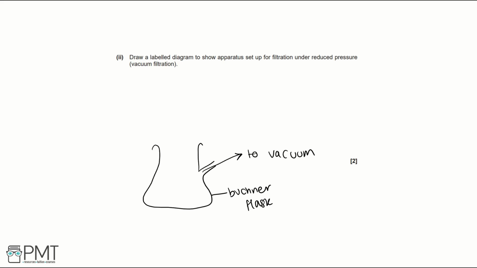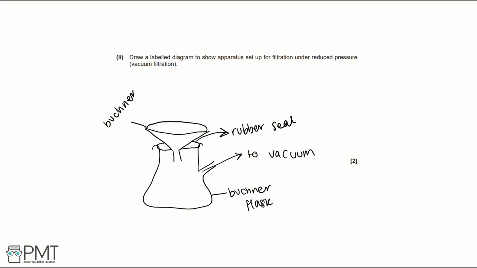Then we need to draw the Buchner funnel. So this funnel is going to be sealed with a rubber seal. It's important to show that it is going to make contact with the Buchner flask and there's not going to be any air gaps. So labelling this the rubber seal, and then we can label the Buchner funnel. Making sure that it looks a bit more like a funnel, and then we can label Buchner funnel.